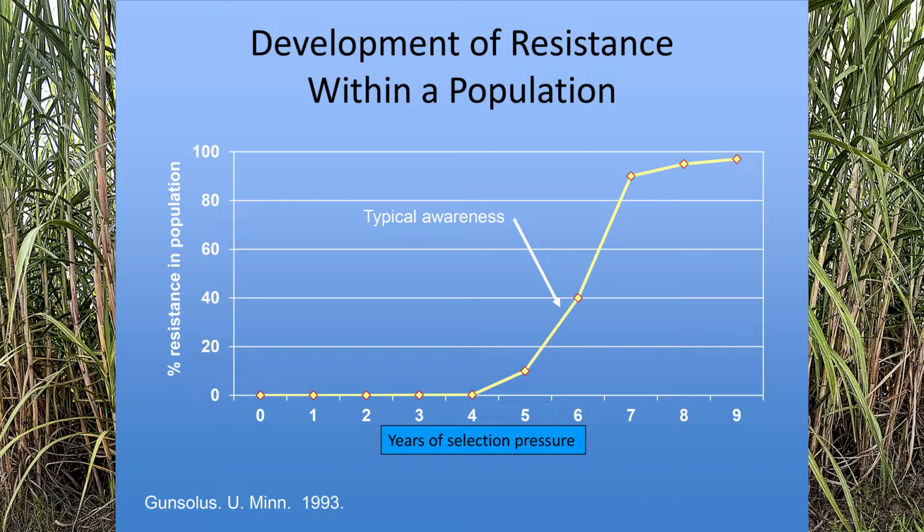So if resistance is out there, you just don't know it. You typically notice it around 40%, or I'd like to catch it as soon as possible. So that's why it's very important to scout your fields, document if you're seeing any failures, and go from there.